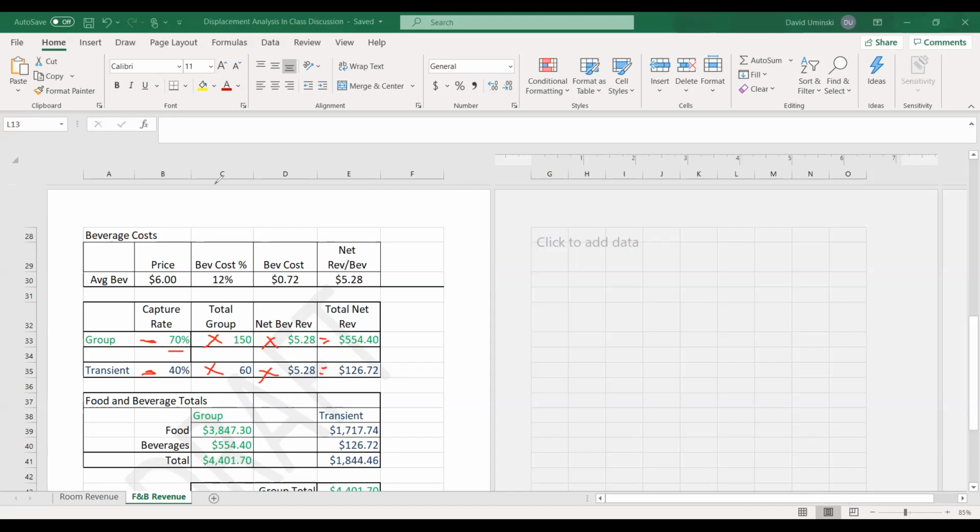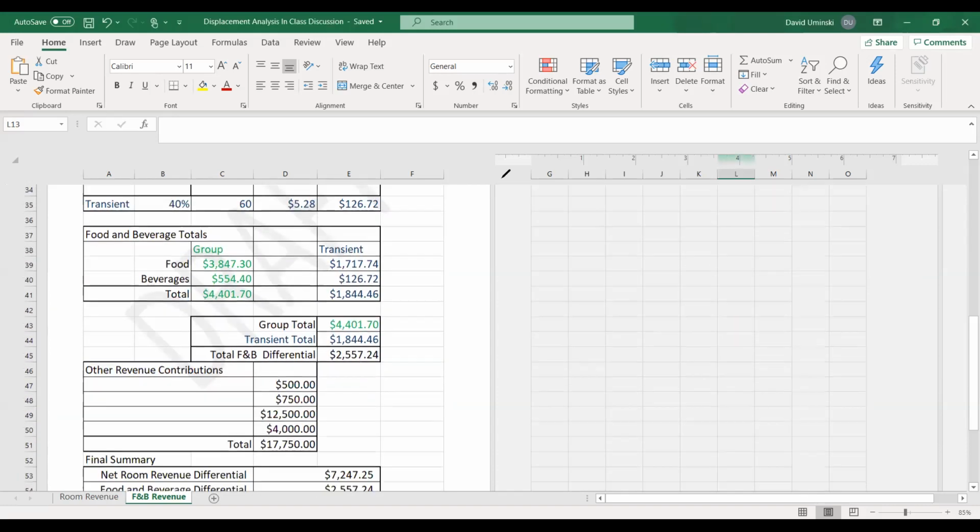We also want to make sure that we have enough product in our bar in order to service the group, whether it's transient or the group. We always want to make sure that we have enough product in our bar. But in this case, we can use that capture rate. So, questions about using that capture rate on the beverages? And again, we use that capture rate for the group and the transient.